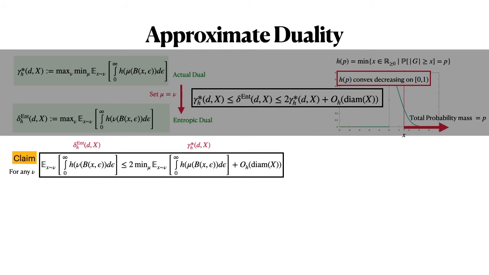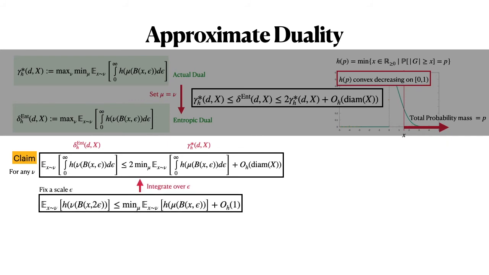And this claim still involves an integration over various scales epsilon, and we are going to even fix a scale epsilon, and on the left hand side look at a ball of radius 2 epsilon, and on the right hand side look at a ball of radius epsilon and show that these values differ by a constant additive factor. And if you integrate over various scales epsilon and do a substitution of 2 epsilon to epsilon, then you recover the claim on the top.